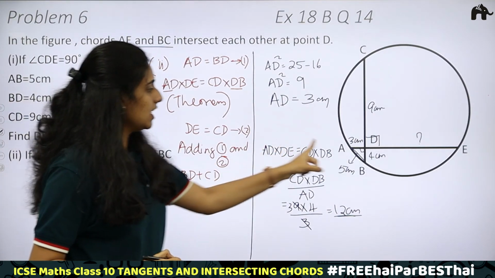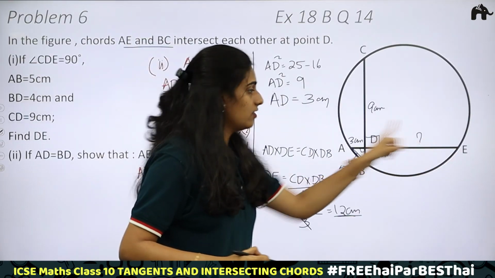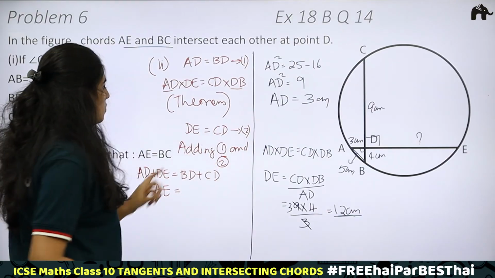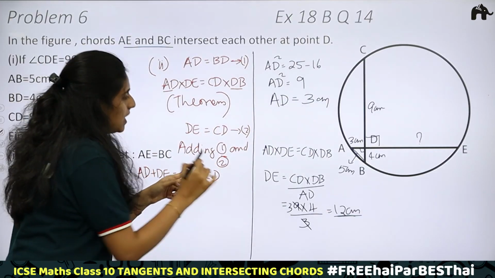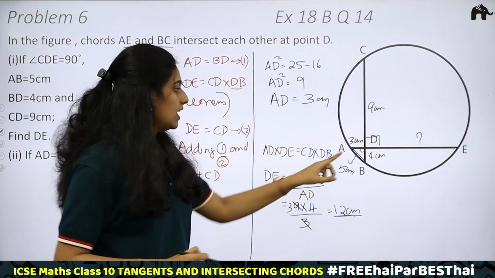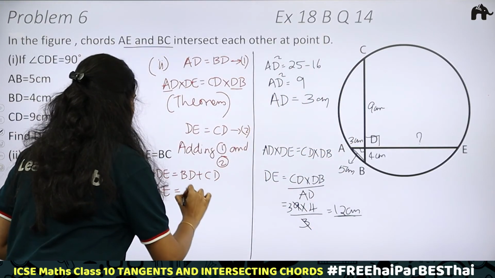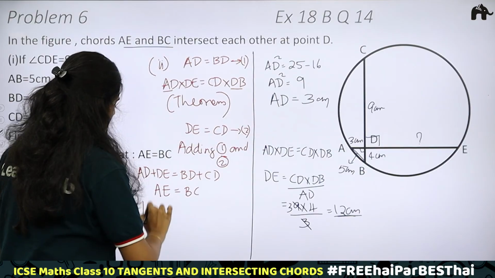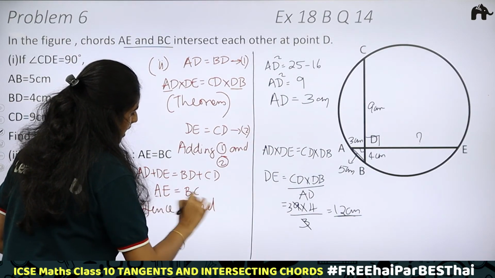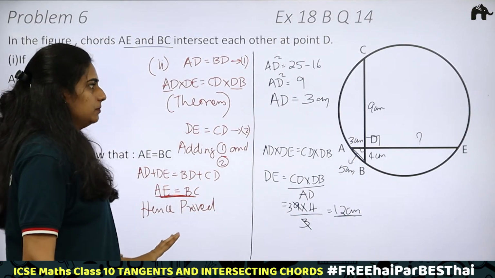What is AD plus DE? AD is this one and DE is this one. When you add, you will be getting AE. AE is equal to, next, BD plus CD. BD is this part and CD is this part. Adding, we get BC. So this is what we had to prove. Hence proved that AE is equal to BC.